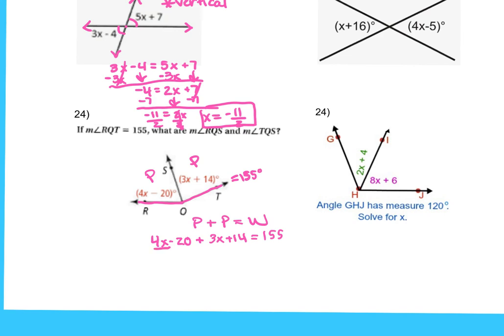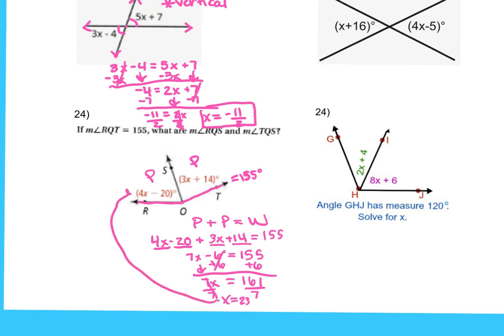We can combine our 4x and our 3x by adding, so that's 7x, and then our negative 20 and our positive 14, which makes negative 6. And then we're going to add 6 to both sides. So we're going to get 7x is equal to 155 plus 6, which is 161. And then we're going to divide by 7 on both sides. And our x is going to equal 161 divided by 7, which is 23. Now it didn't ask for x, it asked for the measure of the two parts, so we need to plug that back in to those angles.